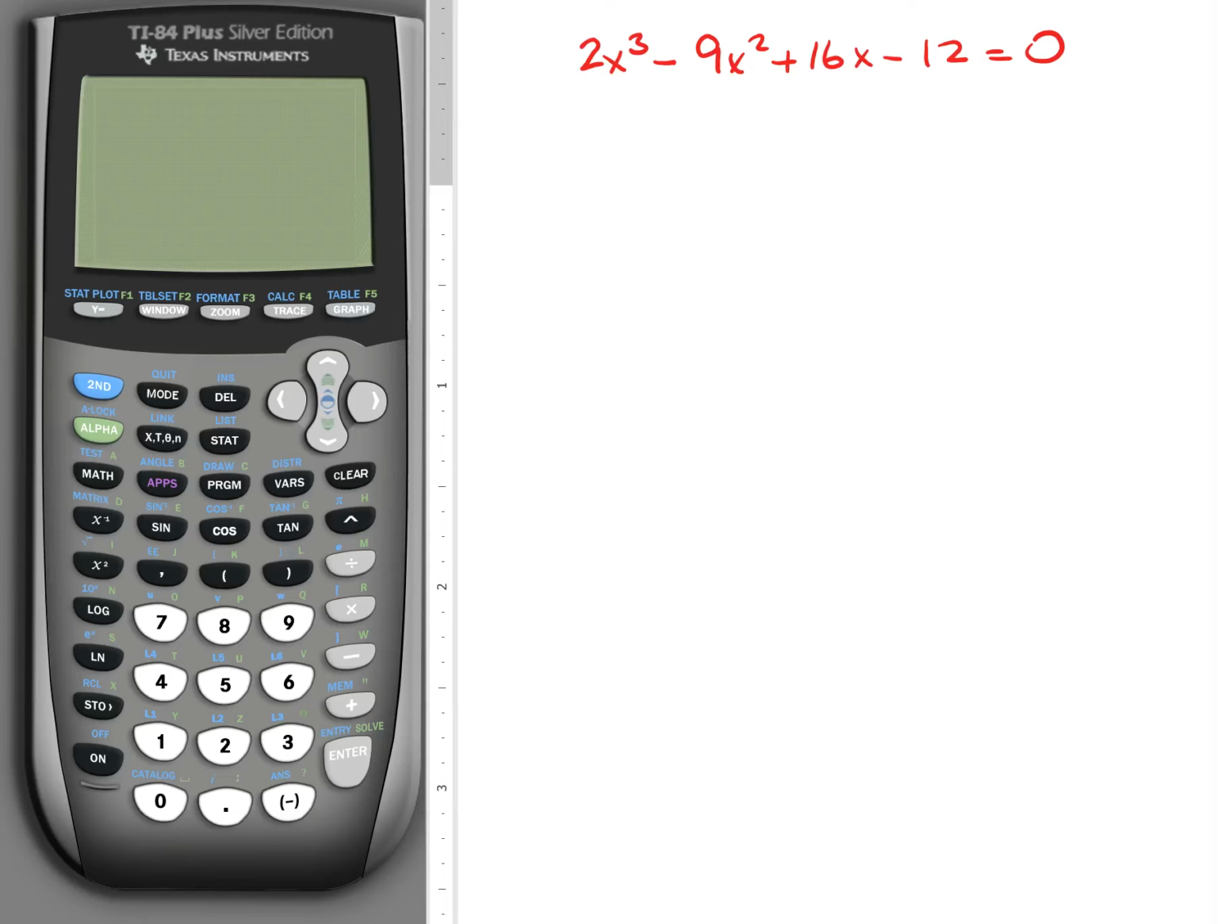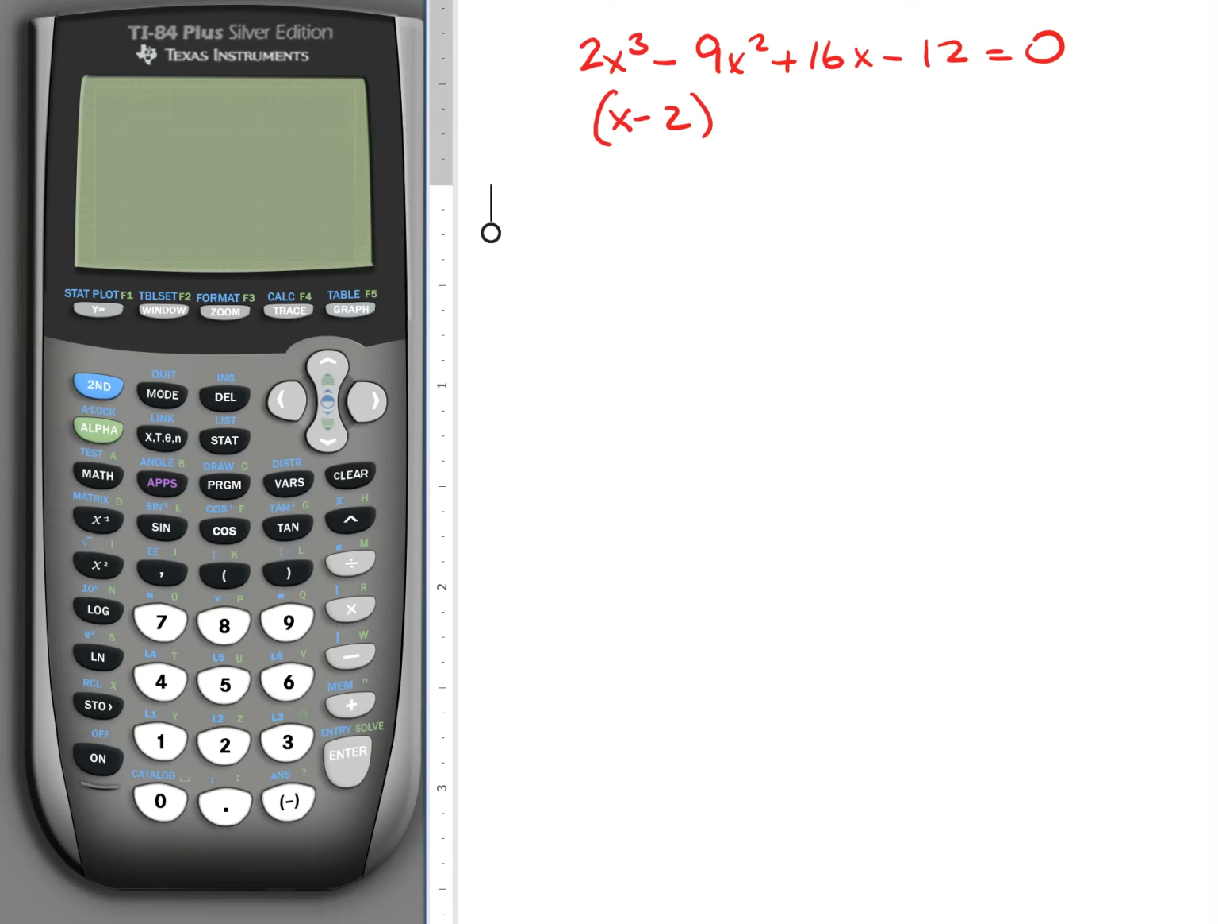Okay, here is this question, and it says that Susan discovered by trial and error that one root of the equation I have on the screen there was 2. What are the other roots? Okay, so if one of the roots is 2, then that means that x minus 2 is one of the factors.